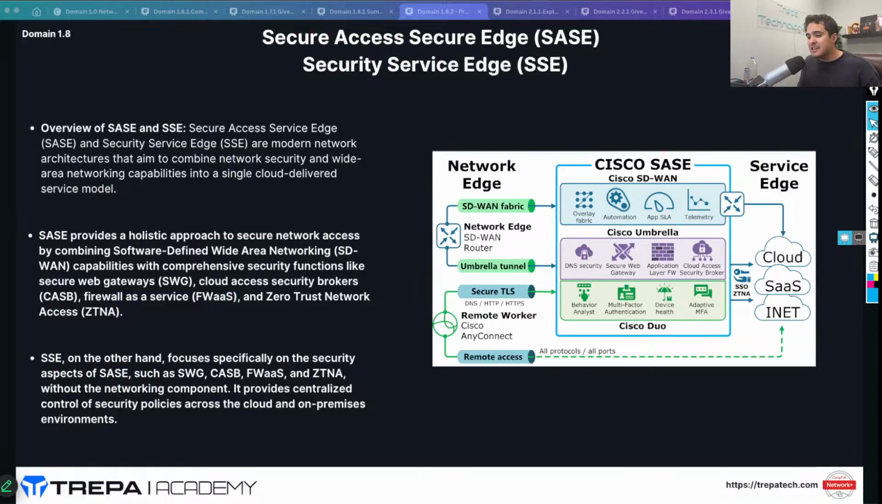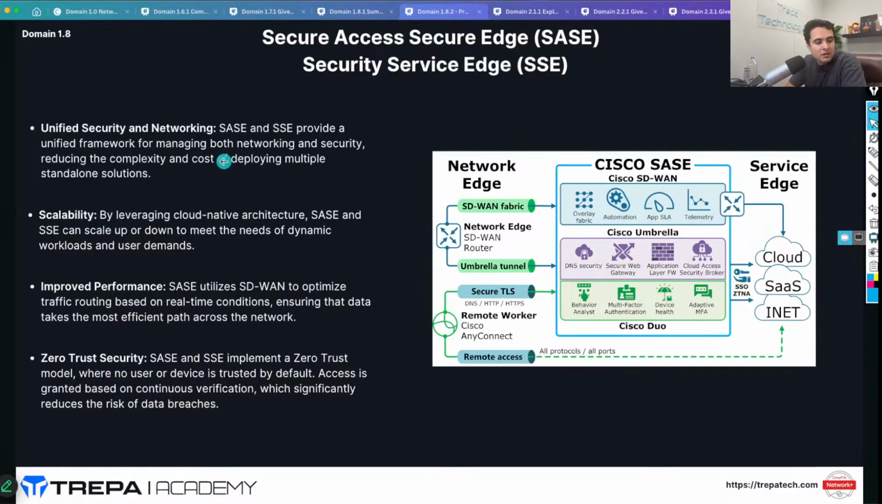Where SSE, that's just security. So with SSE, you lose the SD-WAN functionality. So all that routing, all that automation you get with the networking and the routing policy specifically. SSE is just a security umbrella for you. This is an all-in-one security appliance for you that does a lot, right?